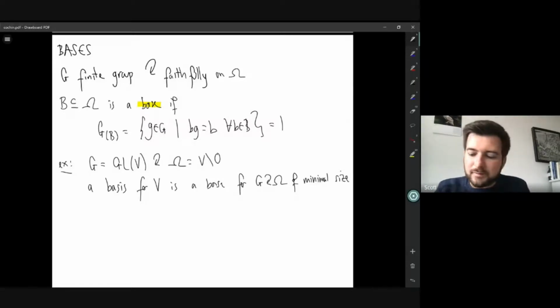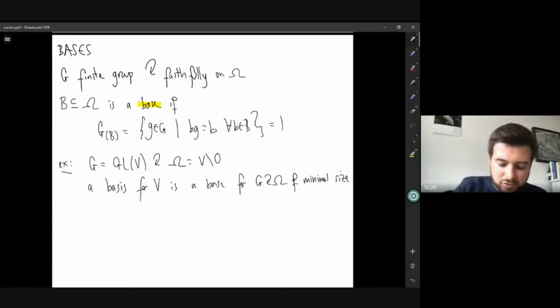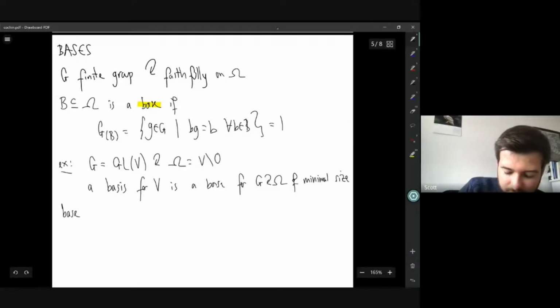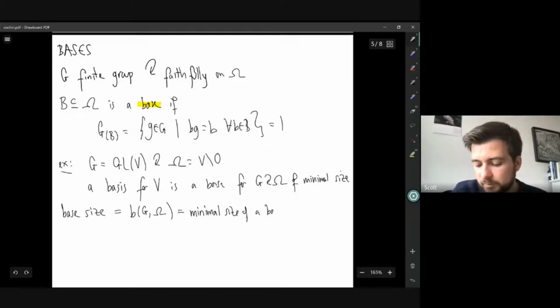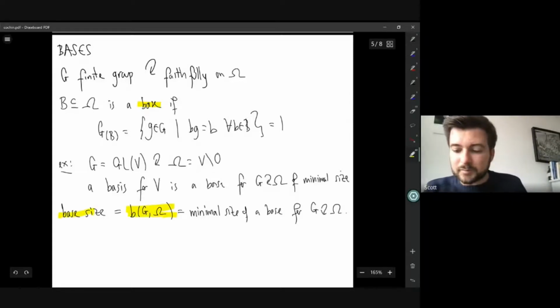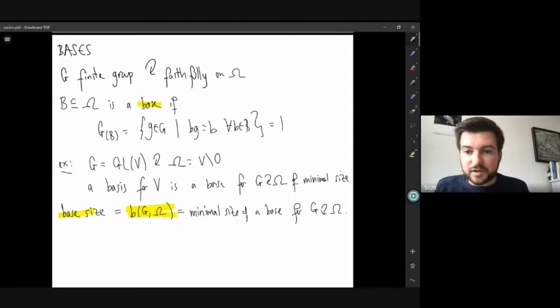And as I suggested, this minimal size, like the dimension of a vector space, is interesting, and it's called the base size. So the base size, which I'll call b_G(Omega), to keep track of the group and the set, is the minimal size of a base for the action of G on Omega. Unfortunately, I just don't have the time to say everything I'd love to say, or indeed anything I'd love to say, about bases.